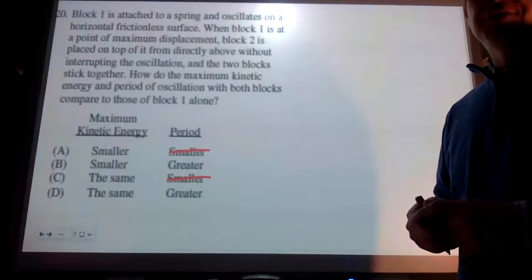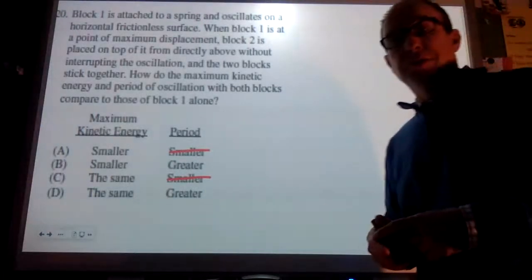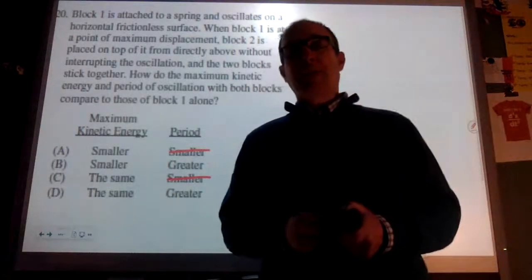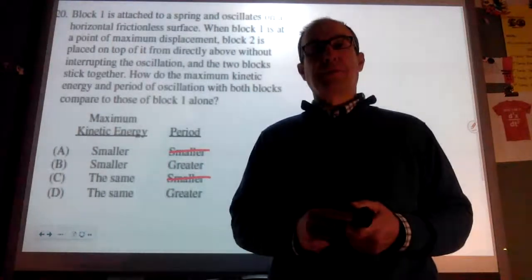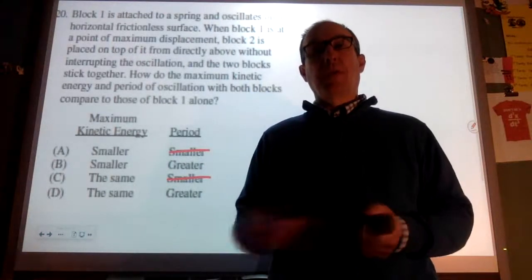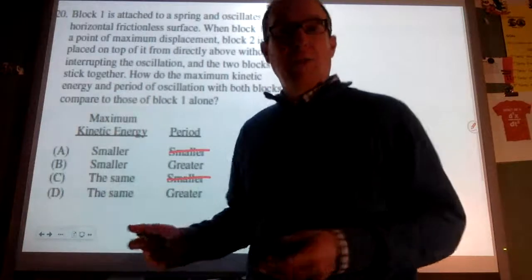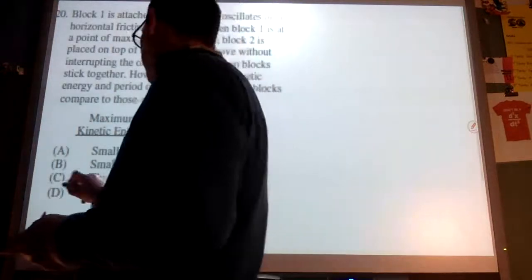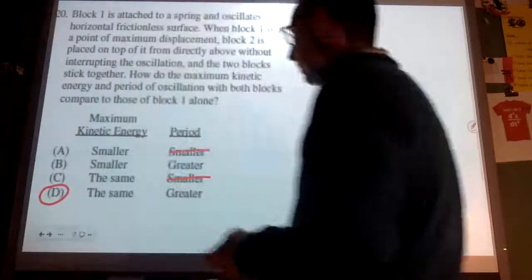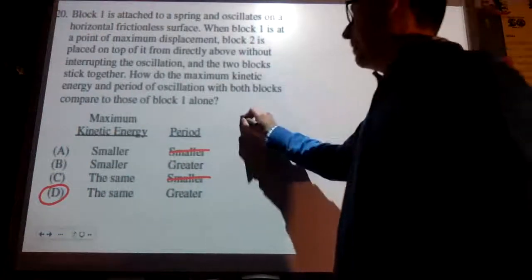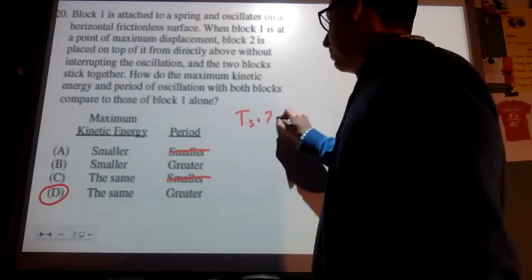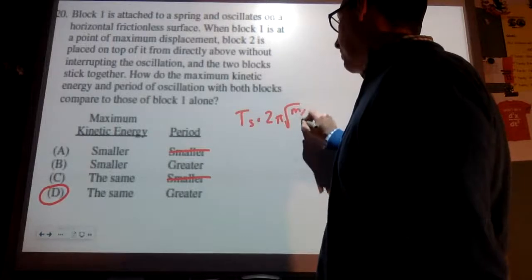The energy of a spring when it's all the way compressed or stretched is stored in the spring itself, not in the mass. So it's 1/2 kx squared. M isn't even in the equation. So it would be D. We don't know this formula yet. I'm about to derive it for you. But it's 2 pi square root of m over k.